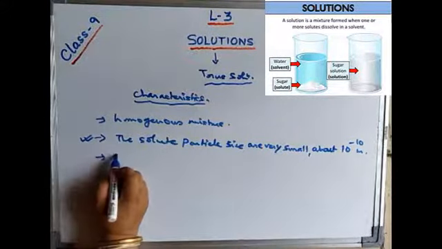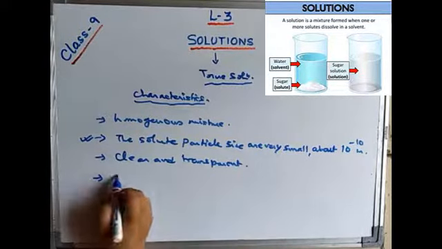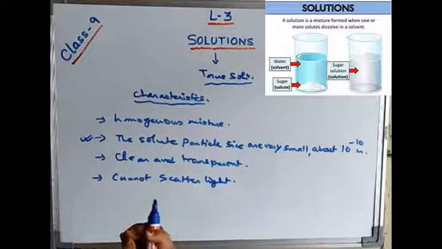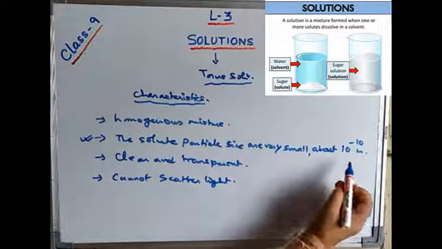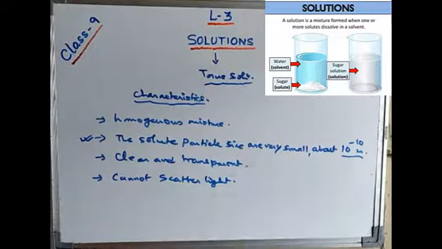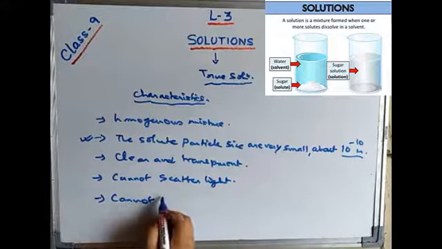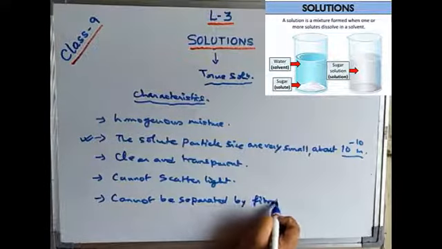They are very clear and transparent, and since they are so small, they cannot scatter light. For scattering light, you need the particles to be visible or a little bit bigger, but in a true solution the particles are so small that they cannot scatter light. It cannot be separated by filtration because the particles are not so big. It cannot be separated by the filtration process.